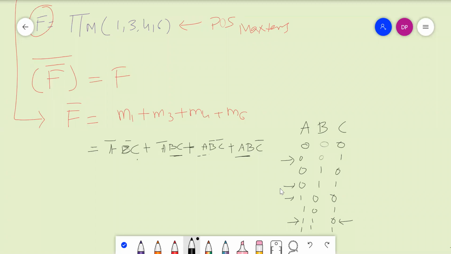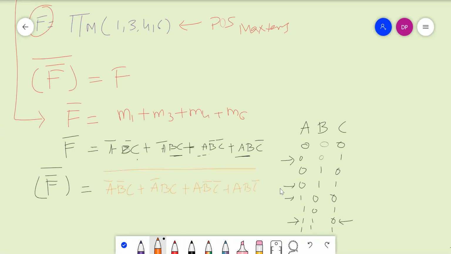Right. So this is what? F complement. So we would like to find out F complement's complement. So what will we write here? This is A bar B bar C plus A bar B C plus A B bar C bar plus A B C bar, whole complement.